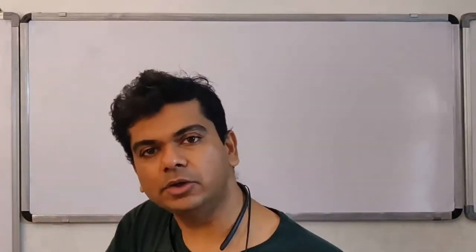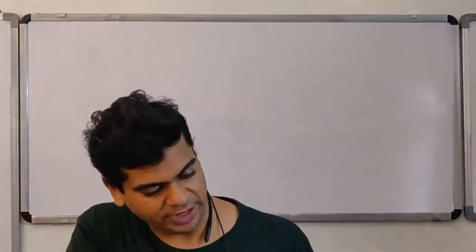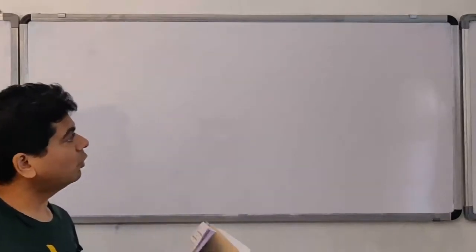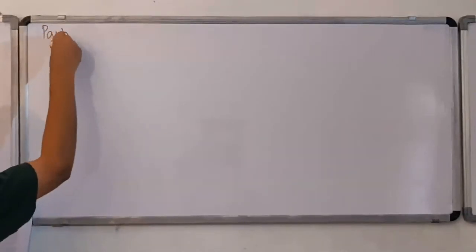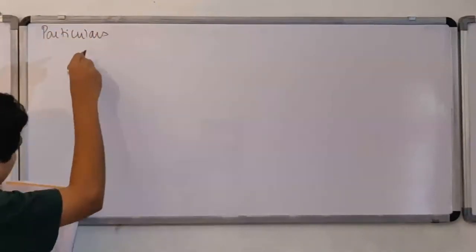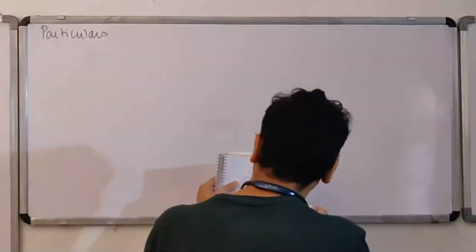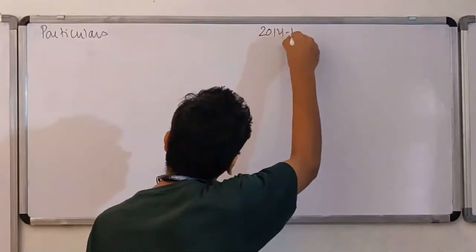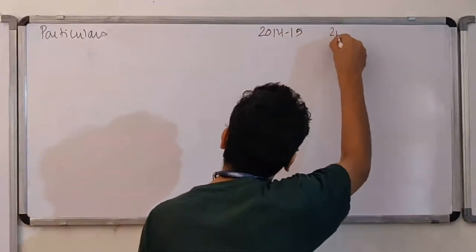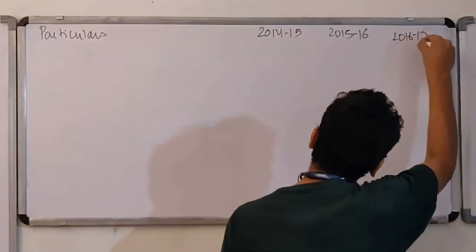So please give the heading in your books, computation of deferred taxes. Yes, 3 years are there. It says on 1st April 2014. So we say 2014-15, 2015-16, 2016-17.